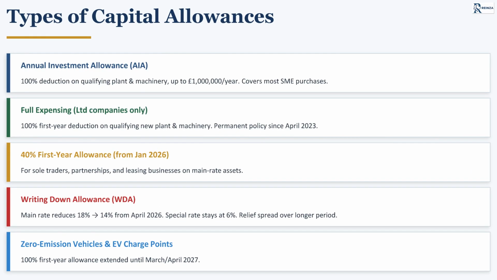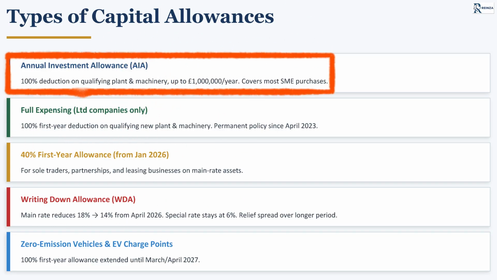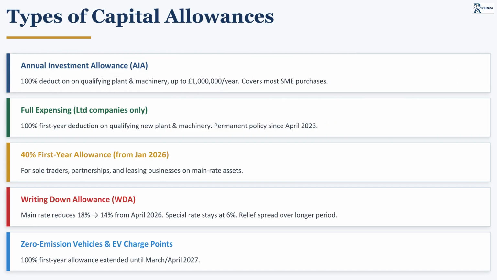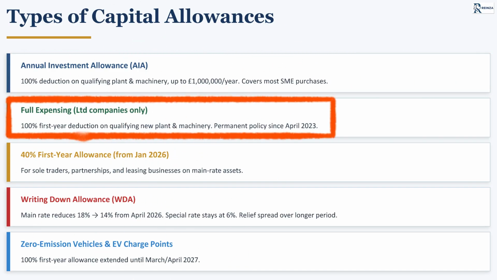First, the Annual Investment Allowance, or AIA. This gives you a 100% deduction on qualifying plant and machinery, up to £1 million per year. For the vast majority of SMEs, the AIA will cover all your capital purchases, giving you full tax relief in the year of purchase.